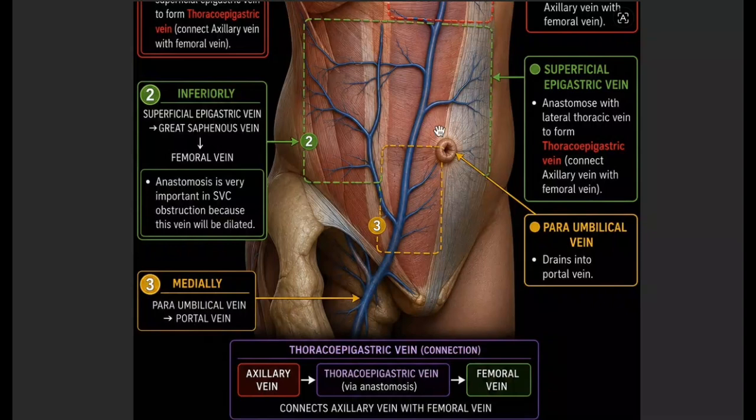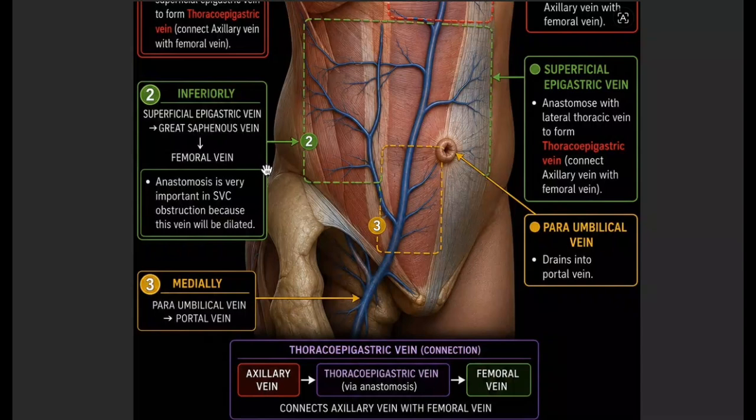So the superficial veins form a network that radiates out from the umbilicus. Now above, the network drains into the axillary vein via the lateral thoracic vein, that means superiorly it is going to drain into the axillary vein via the lateral thoracic vein, and below into the femoral vein via the superficial epigastric and the great saphenous vein. So that means the superficial epigastric vein is going to drain into the great saphenous vein, and then finally the great saphenous vein is going to drain into the femoral vein.